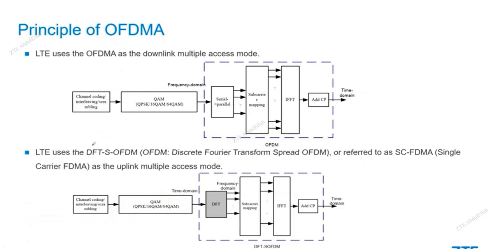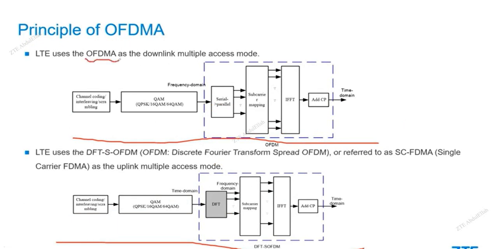Okay, next we can see the principle of OFDMA. We can see there are two pictures. The first one is downlink. The second one is uplink. So in LTE downlink, we are using OFDMA. But in LTE uplink, we cannot use OFDMA. In uplink, we are using SC-FDMA.